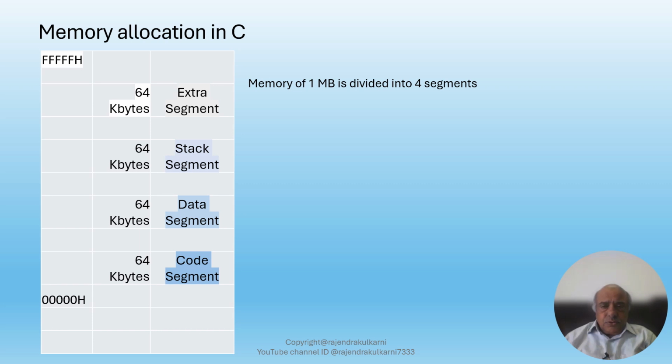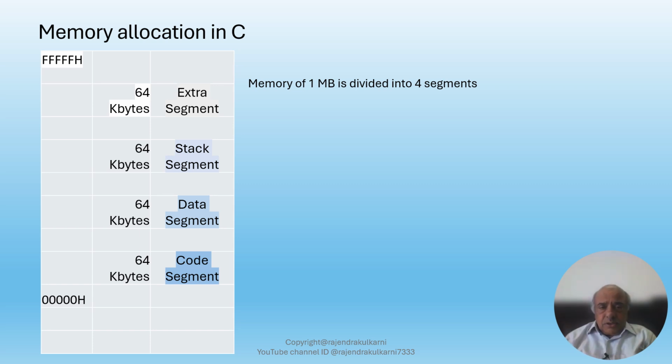This slide shows how the available memory of 1 MB is divided into 4 segments. Please note, this 1 MB memory is directly accessible by C programs, and hence we say that only 1 MB memory is available for our programs. This 1 MB memory is divided into 4 segments.